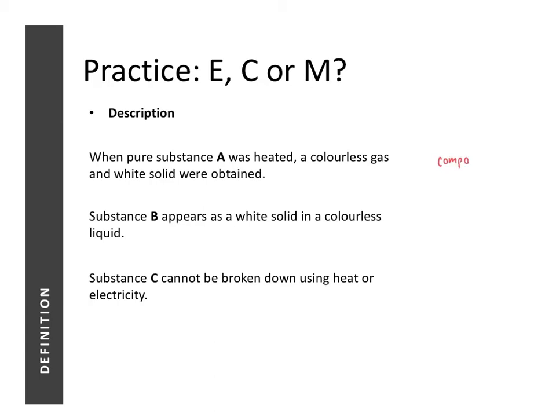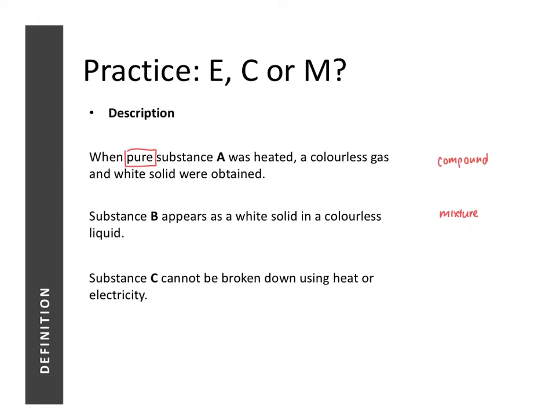How do I know that it's a compound and not a mixture? Is because of the word pure over here. Compounds can be pure, mixtures are impure. Next, description. Substance B appears as a white solid in a colorless liquid. So now we have two substances in two different states. That means that they are not chemically combined, they are only mixed together. So this is definitely a mixture.